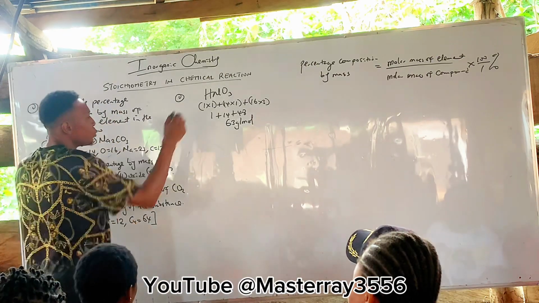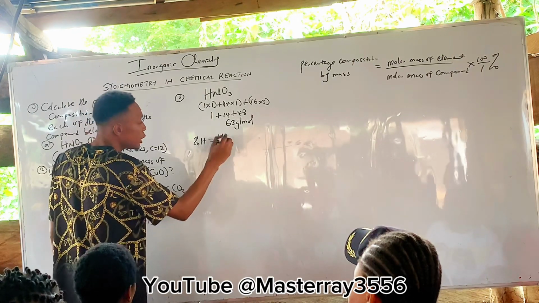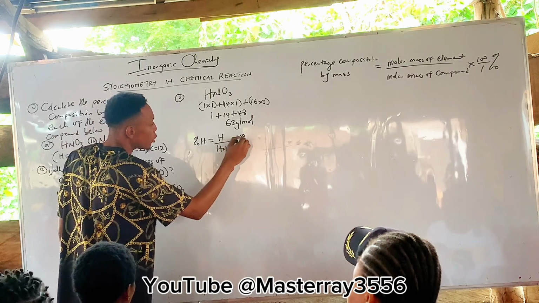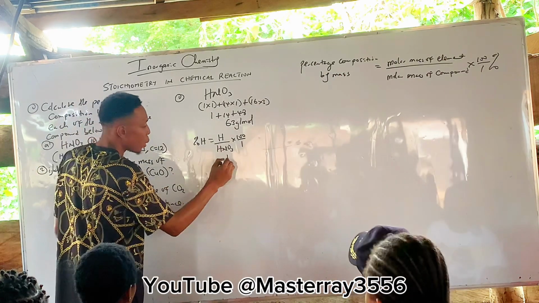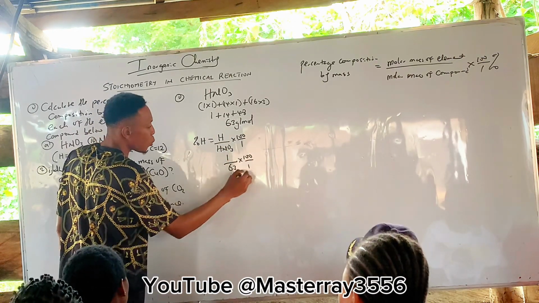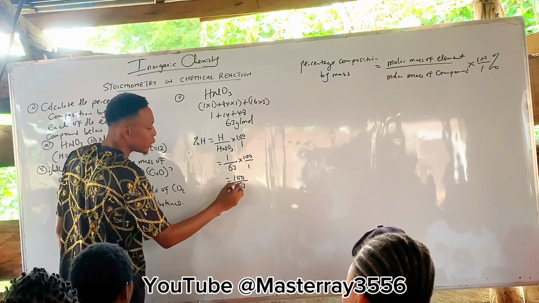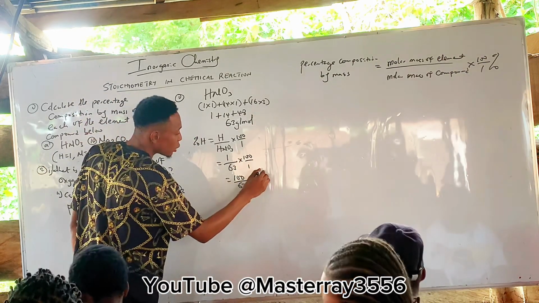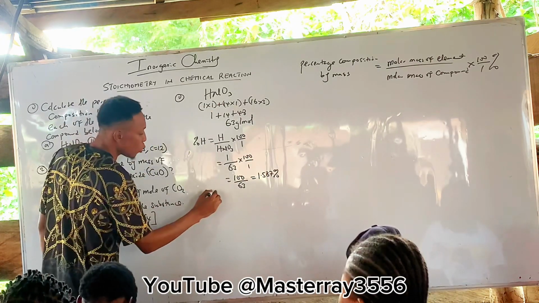Now to look for the percentage of hydrogen. Hydrogen here is just H, is it not? Then all over HNO3 times 100/1. Are you following? And the hydrogen here is just 1, right? What is the molar mass of HNO3? 63 times 100/1. So 1 times 100 is 100 over 63. 100 divided by 63 is 1.587 percent.